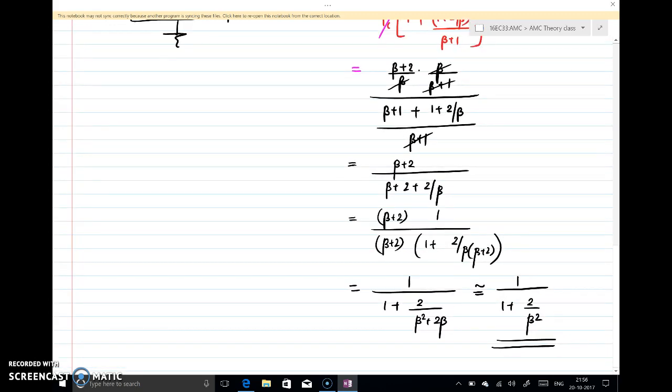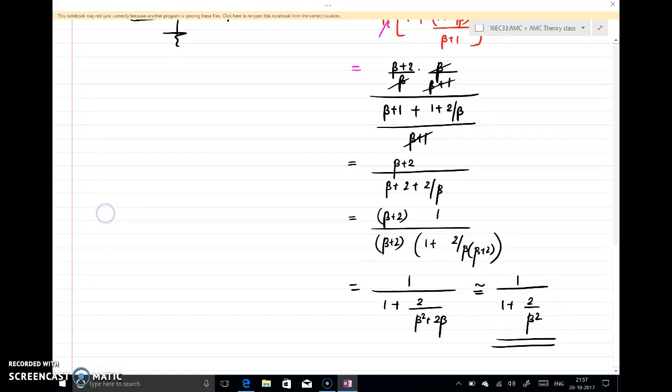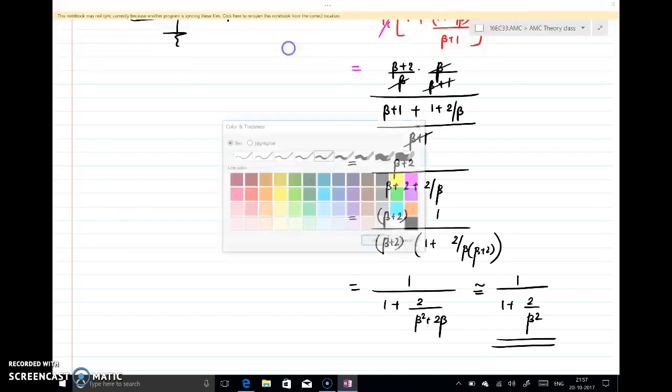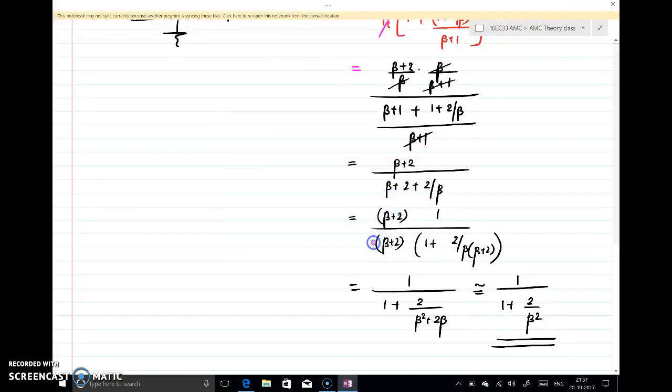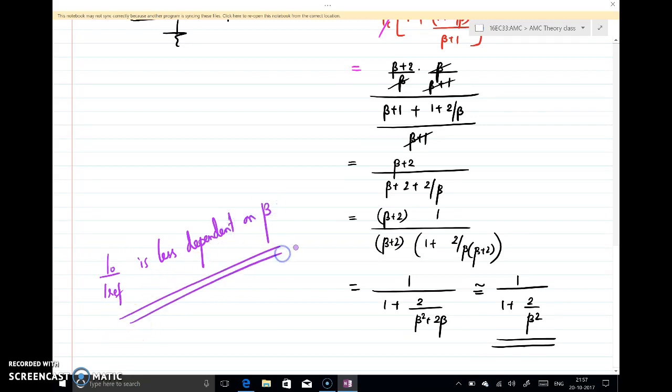So even with the bipolar mirror with base current compensation, our current transfer ratio was the same. And from here, by looking at the current transfer ratio, I can definitely say that I naught by IREF is less dependent on beta, since the ratio is equal to 1 by 1 plus 2 by beta square. So this is fine.